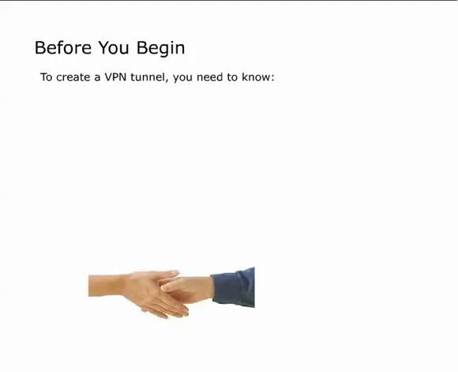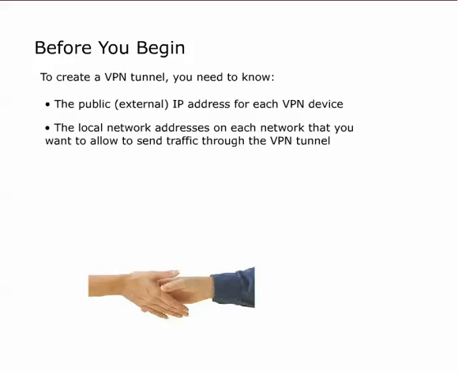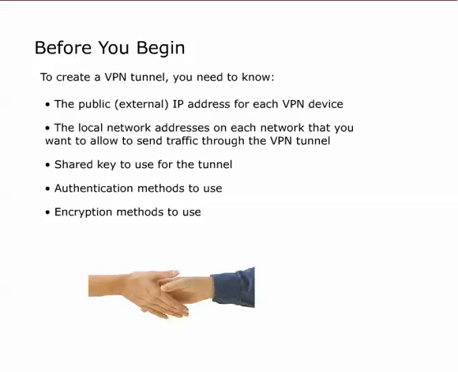Before you can configure a branch office VPN, you need to know the IP address information for both networks, and you need to agree on common security settings to use.